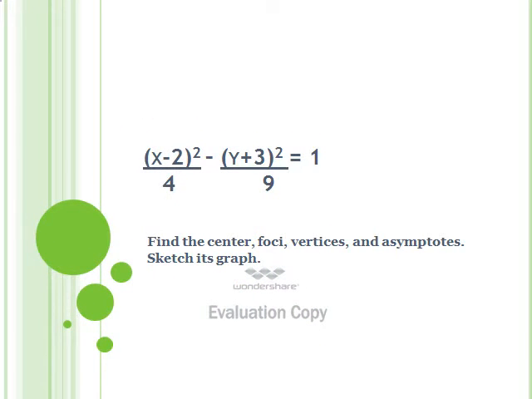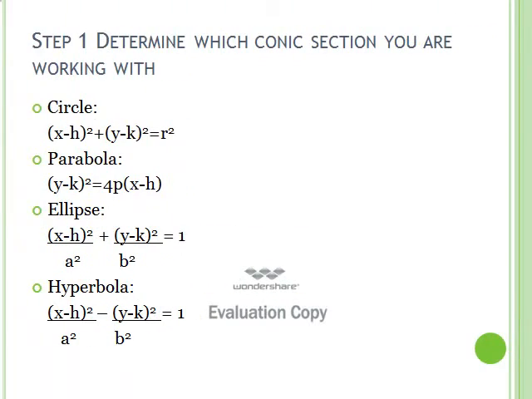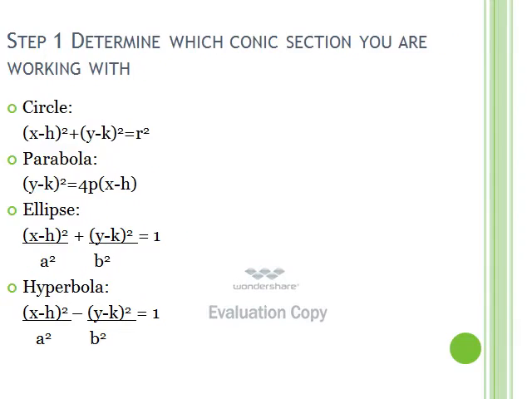We have our problem from a conic section. First, we must find the center, foci, vertices, and asymptotes, and then sketch the graph. Our first step is to determine which conic section we are working with. By looking at all the conic sections, we can tell we are dealing with the hyperbola because our problem has the subtraction sign in it.